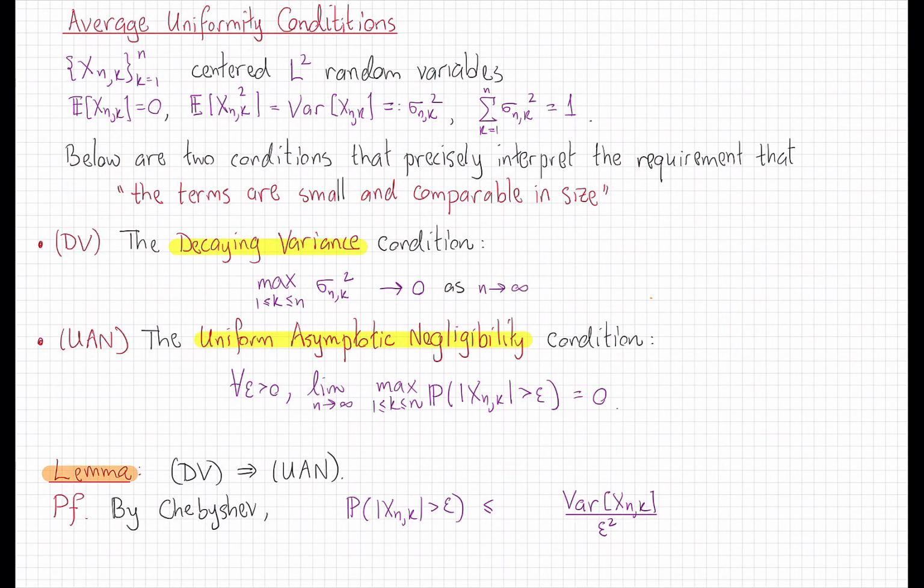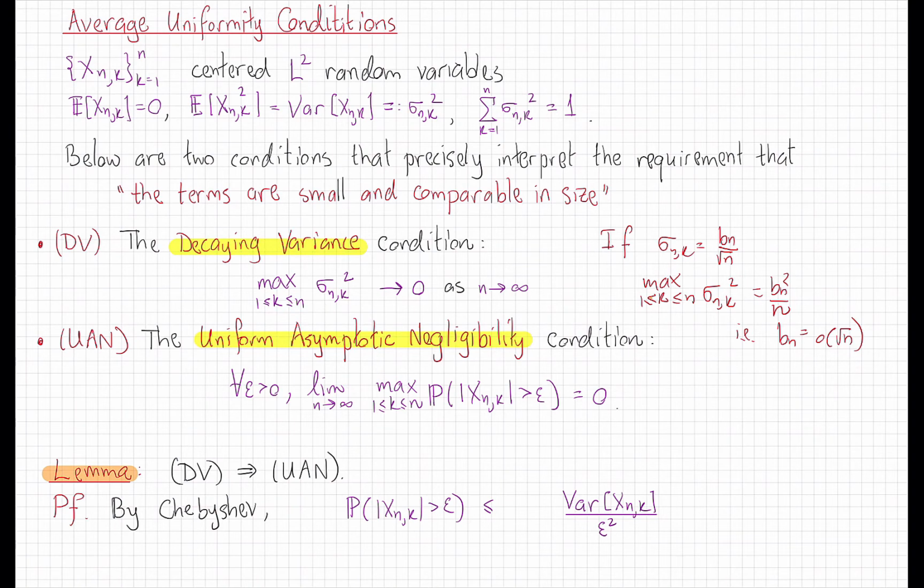We'll say that the array satisfies the decaying variance condition if along each row the maximum of the variance tends to 0 as the row number n goes to infinity. Now in the counterexample on the first slide, if we take sigma_nk to be of the form b_n divided by the square root of n, then this condition is just the condition that b_n squared over n tends to 0. In other words, b_n has to be little o of root n. So the counterexample we gave with b_n equal to root n shows that this is sharp, if this is going to be our condition for the central limit theorem.